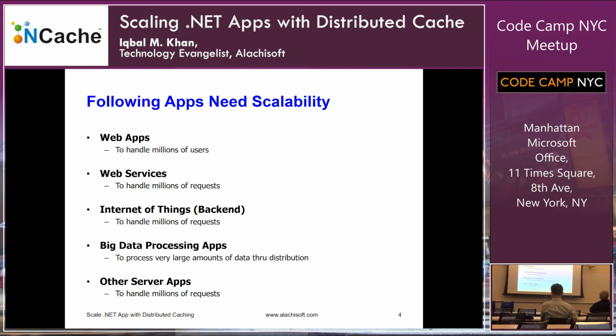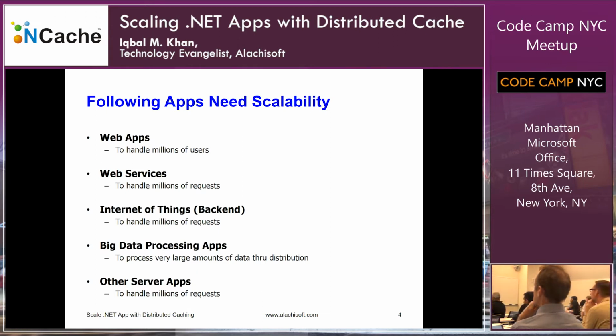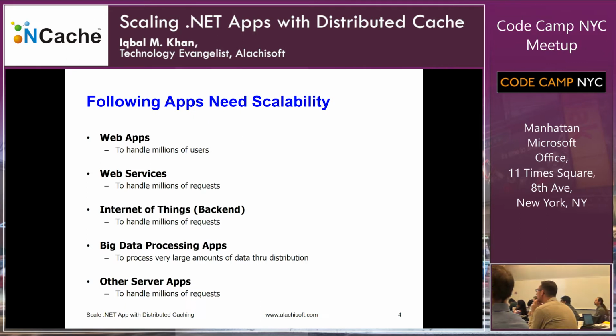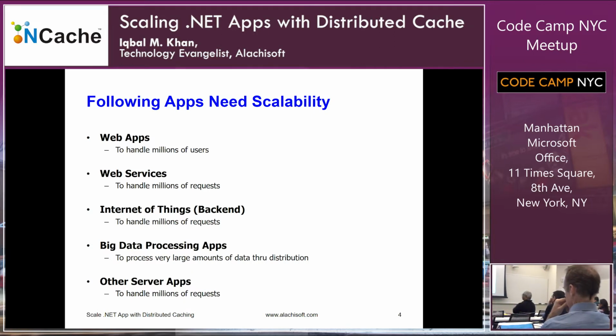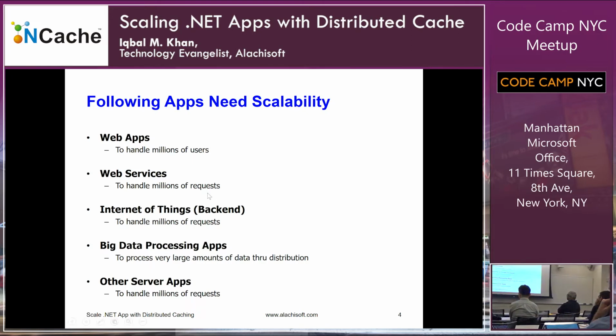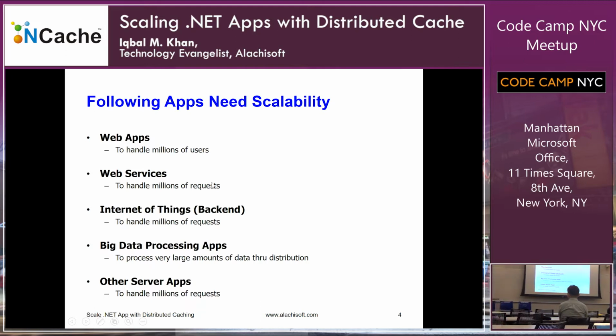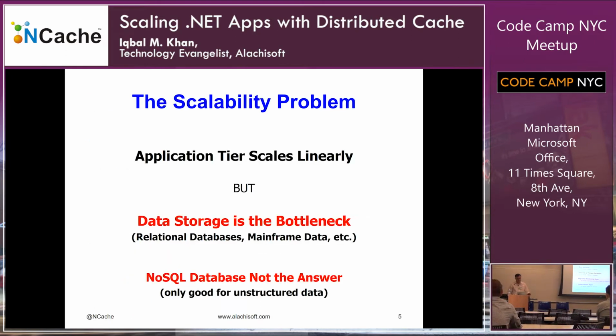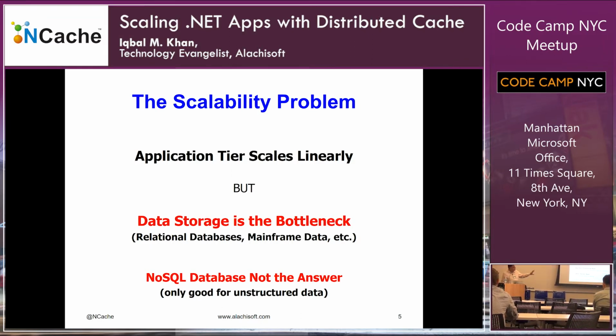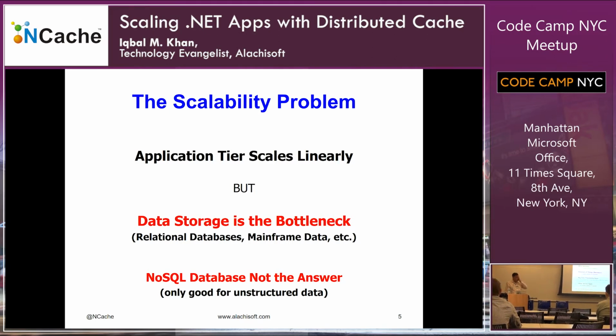I'll come to the details of this, but what are the applications that need scalability? If you're doing web applications, ASP.NET or other languages, you definitely need scalability if you have a lot of users. If you have web services, that's another very good candidate if you have a lot of requests coming to your web services. If you have a backend for IoT, which is usually a web services backend anyway, that's another good situation where you would need scalability. If you have big data processing, where you need to process a lot of data in a distributed fashion, you need scalability. Or any other server applications. So we're only talking server applications, not desktop or mobile client-side applications. These are the applications that need scalability and usually have problems.